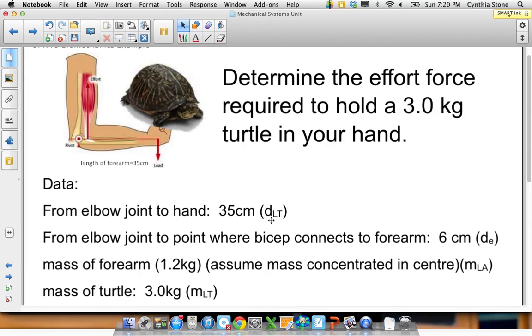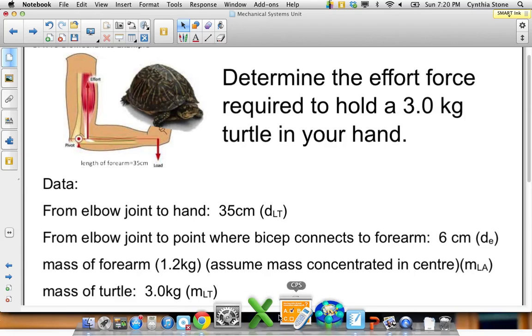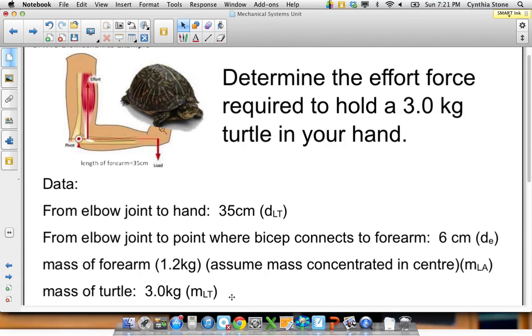The distance from the load of the turtle to your fulcrum is 35 centimeters. The distance from your elbow joint to where the bicep connects is your effort distance or arm, and that's DE. I called the mass of the forearm the mass of the load, that's the arm. So there's two loads, and the second load is the turtle, mass load, which is turtle. Again, I'm looking for FE.